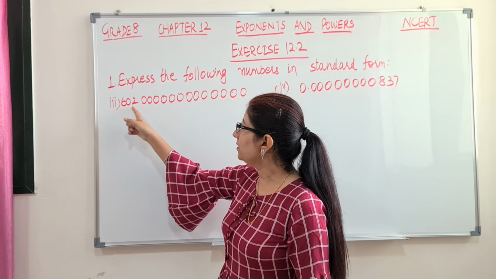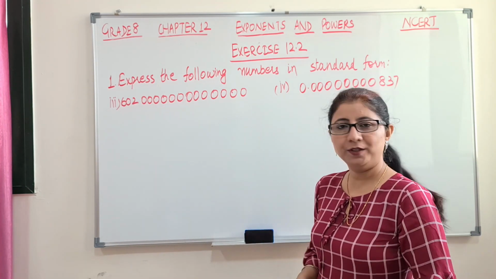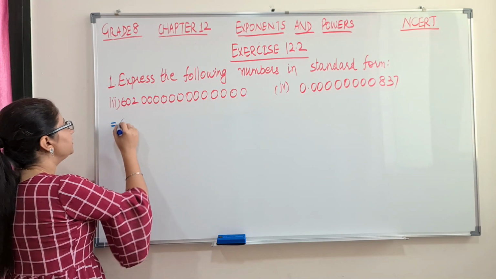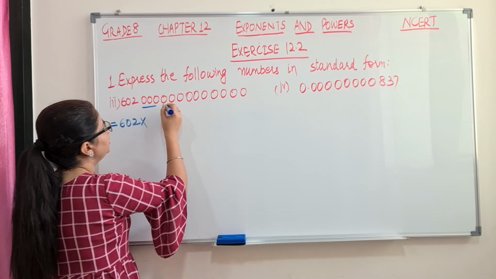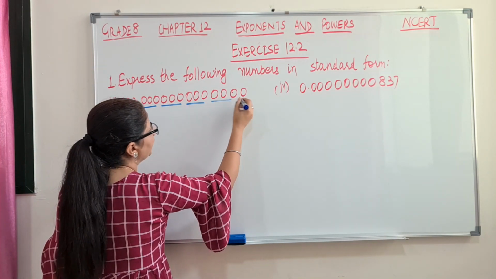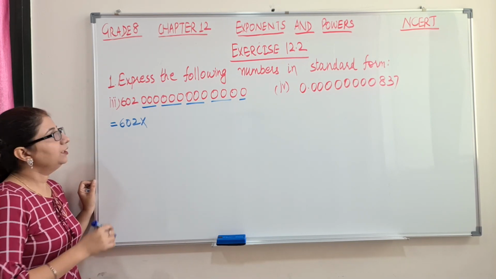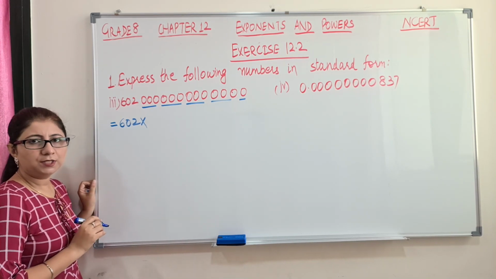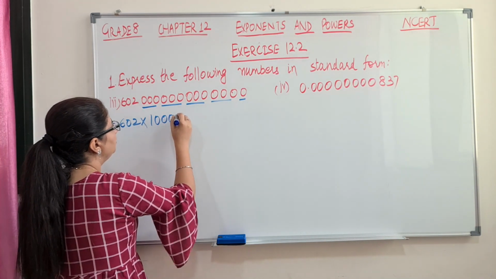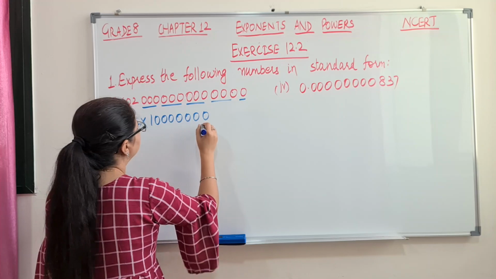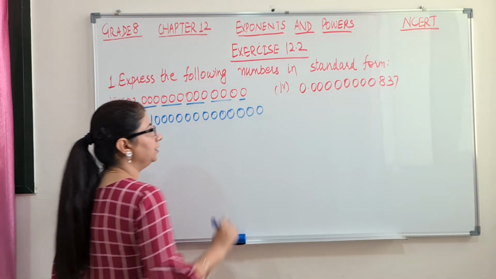So here it is 602 and then so many zeros. So now let's see how to solve this question. So here we will write 602 and then count the number of zeros. So it is 3, 6, 9, 12 and 13. So 13 zeros are there. Since it is a very big number, so exponent will be positive in this case. Okay. So let's write 13 zeros. 1, 2, 3, 4, 5, 6, 7, 8, 9, 10, 11, 12, 13.